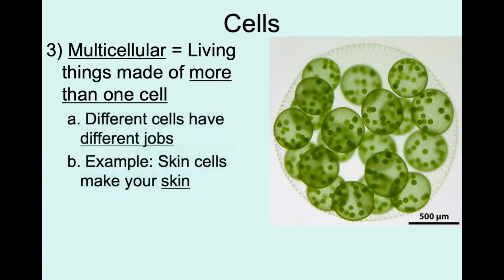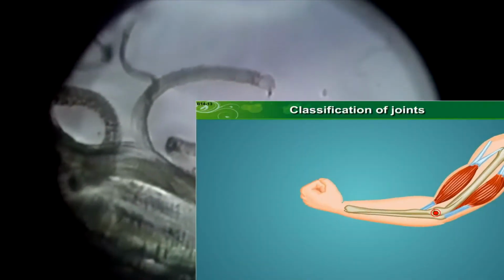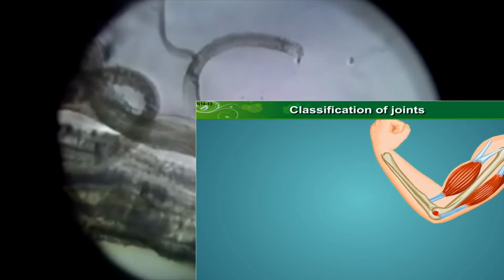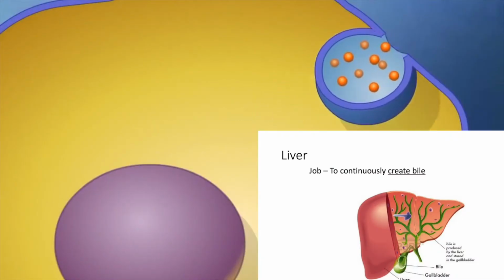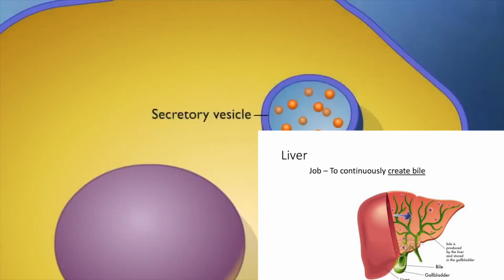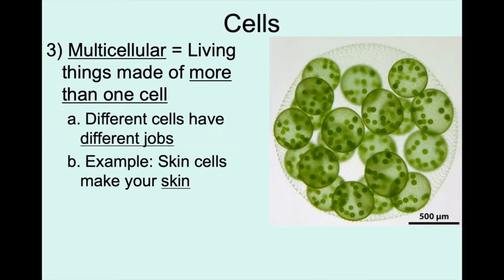Different cells are going to have different jobs to do. Right? A muscle cell's job is to contract, to shorten, to get smaller. When it does that, it pulls on your bones and makes your body move. The liver cell's job is to absorb or excrete chemicals. Those are different jobs. A skin cell's job is to protect you. So skin cells make up your skin. They protect you from the outside environment.